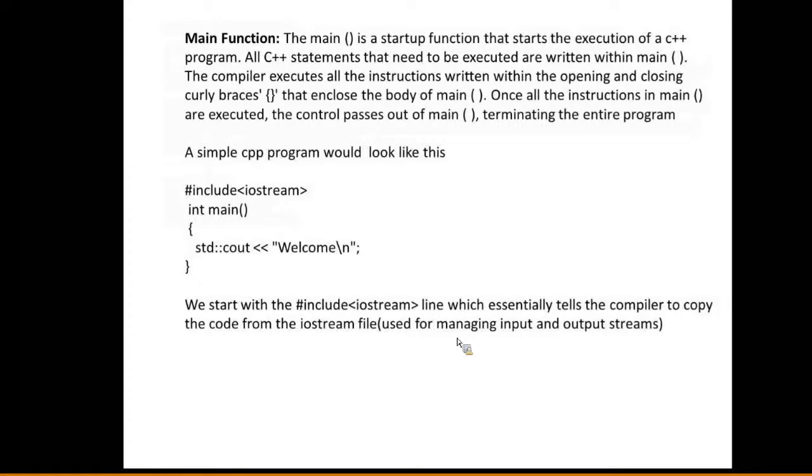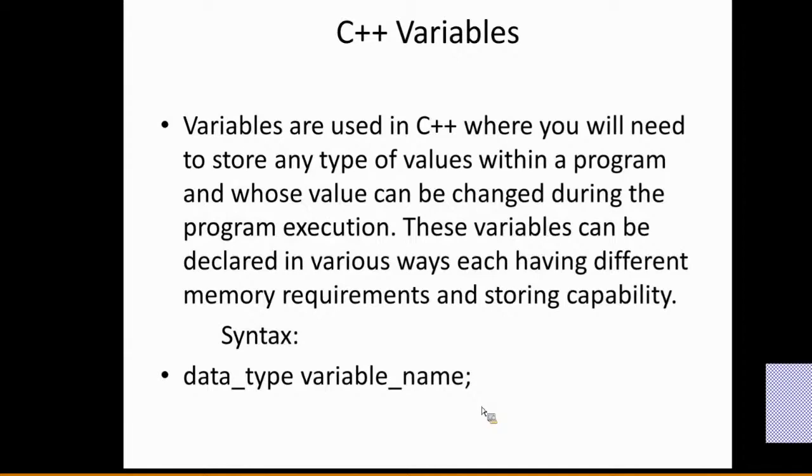Next, there's something called the main function. All of you know that main is the starting point of a program's execution, and usually we'll be working with only one main function. Whatever you write in the main would be executed, and once you're done with the complete program, you would be provided with an output. So main is a startup function that starts the execution of a C++ program. This is what you might have learned in C programming also. The compiler executes all the instructions written in your program.